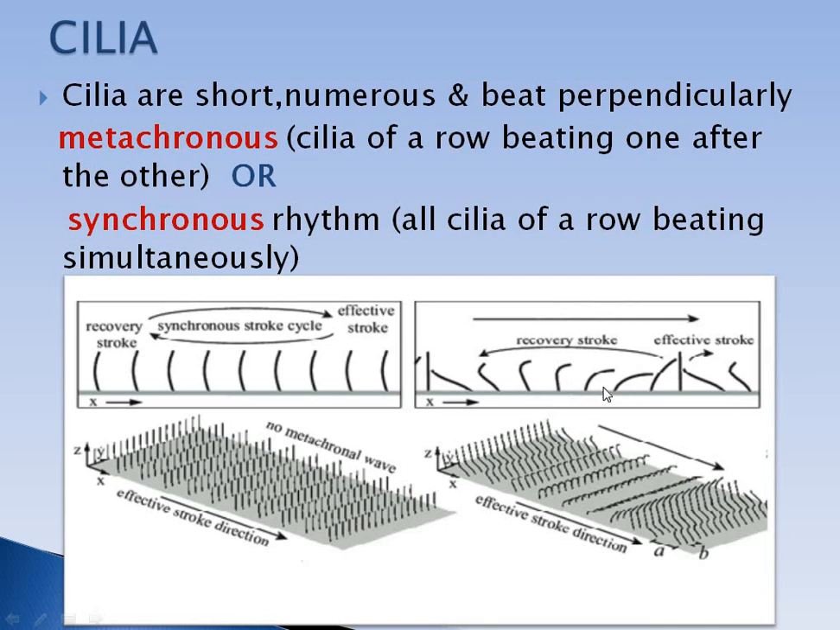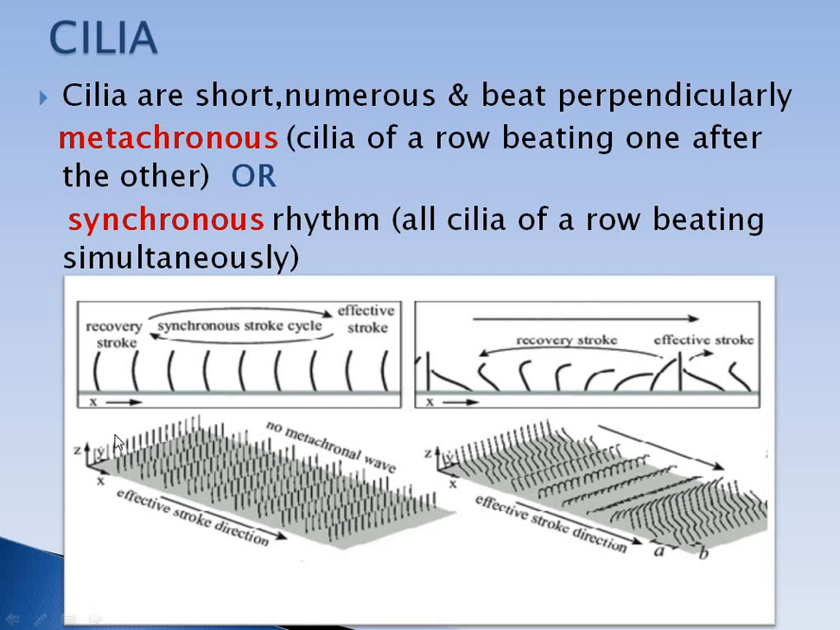And then after bending, the first cilium straightens up. This is followed by the second, third, fourth, and fifth. So this type of movement is called metachronous movement or metachronous rhythm. And the second one is synchronous, where all the cilia on a row beat at the same time or simultaneously. This is called synchronous.